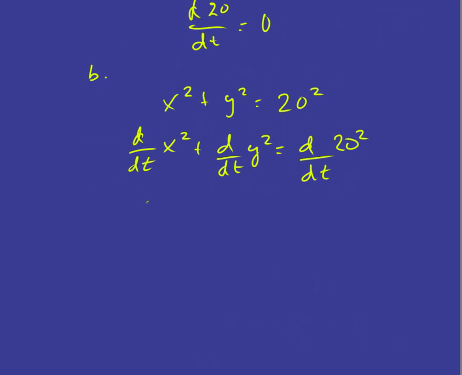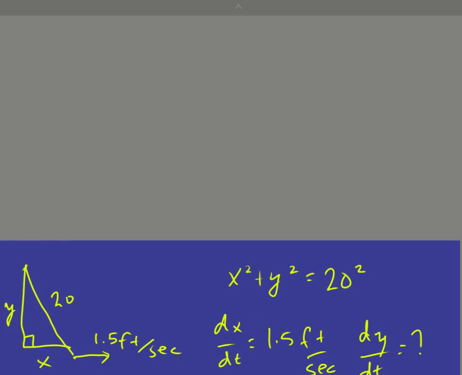And when we do that, using the power rule, it's 2x dx/dt plus 2y dy/dt equals 0. So that's the relationship between the related rates.